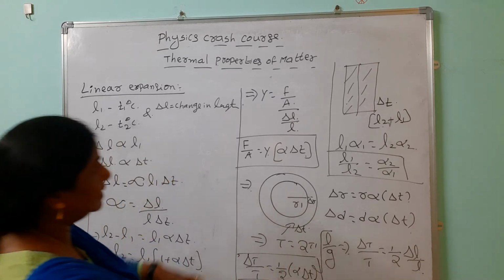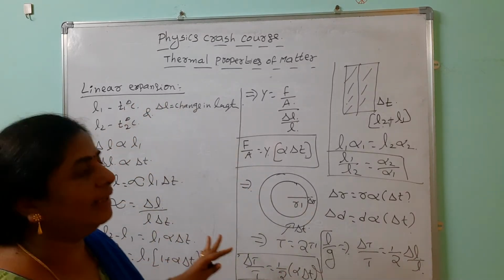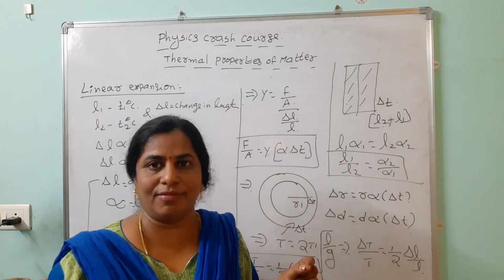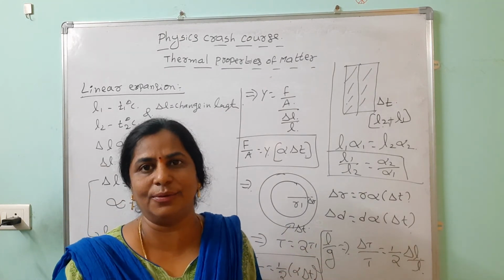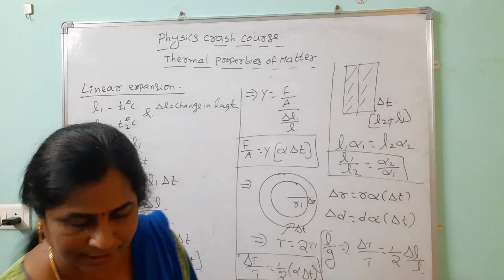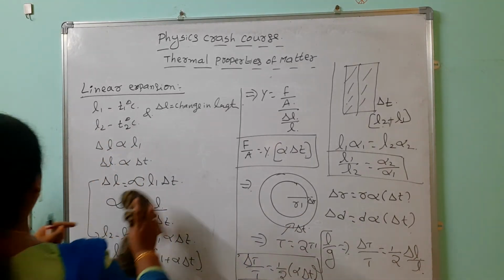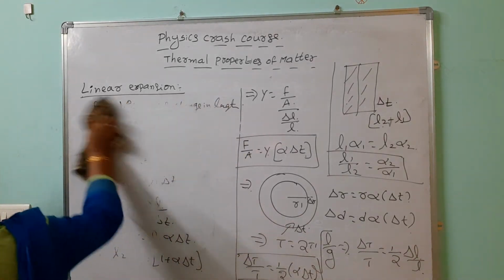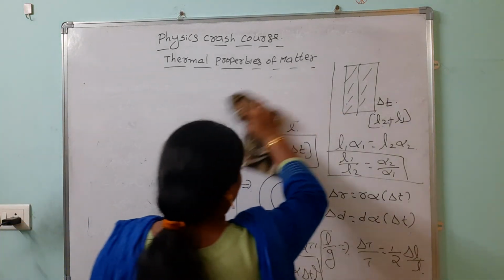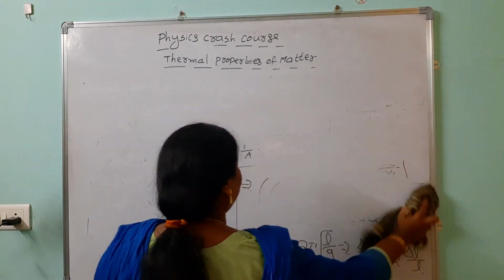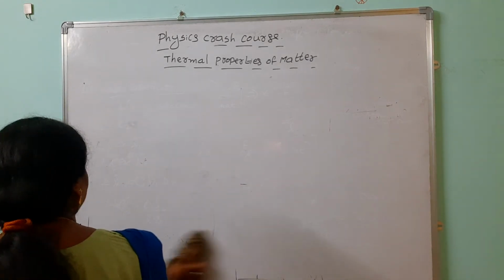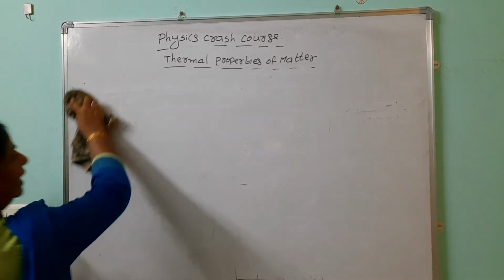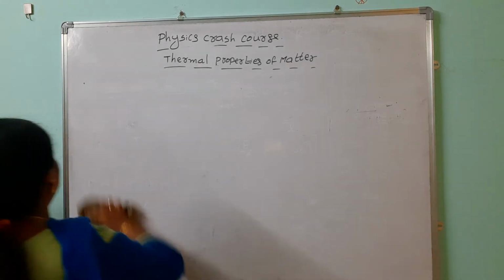So like that, this belongs to completely linear expansion. We are taking one wire, L1 is the length at T1 degree centigrade, L2 is the length at T2 degree centigrade. We are using this concept. Now we are going to discuss two-dimensional expansion, which is called areal expansion. So the same thing, but we take A1 as the area at T1 degree centigrade, A2 as the area at T2 degree centigrade.